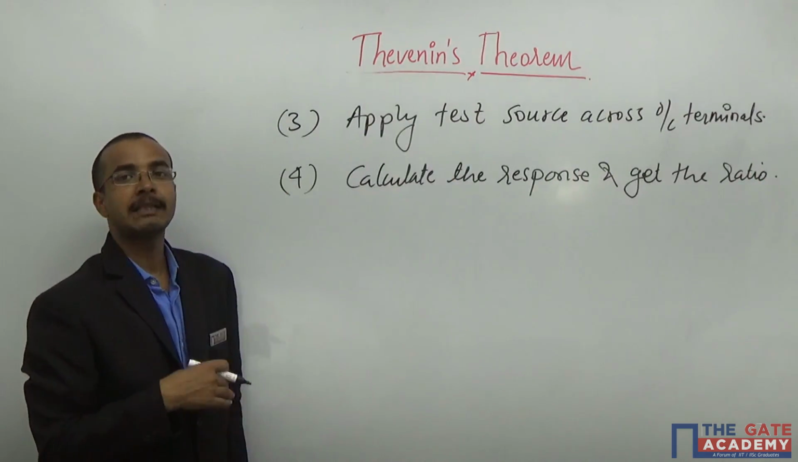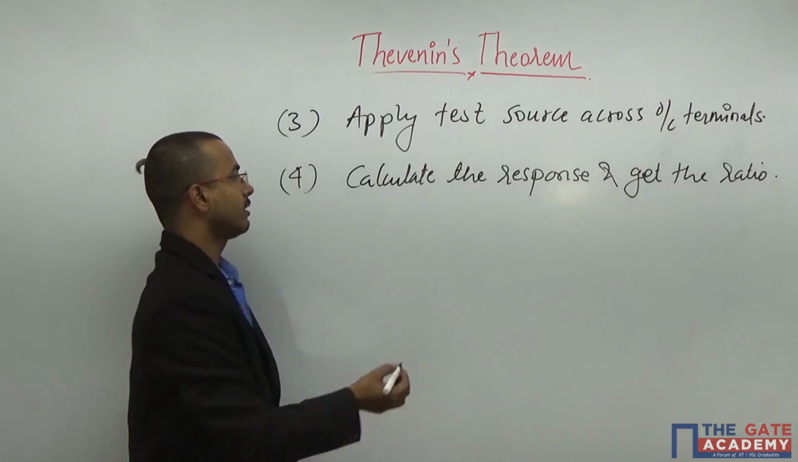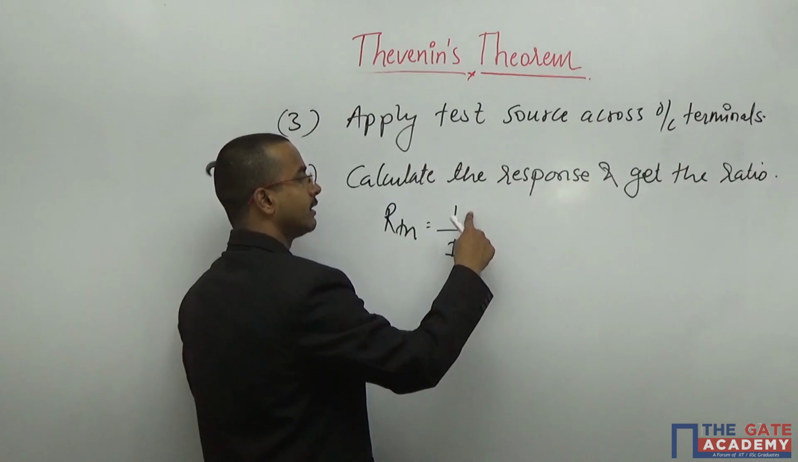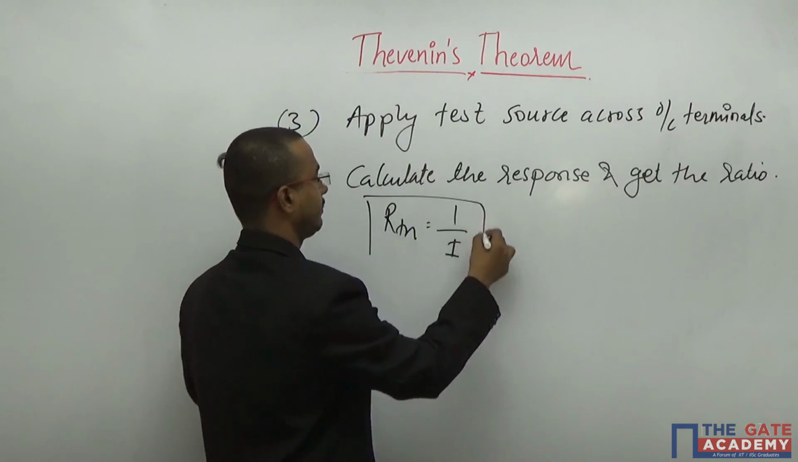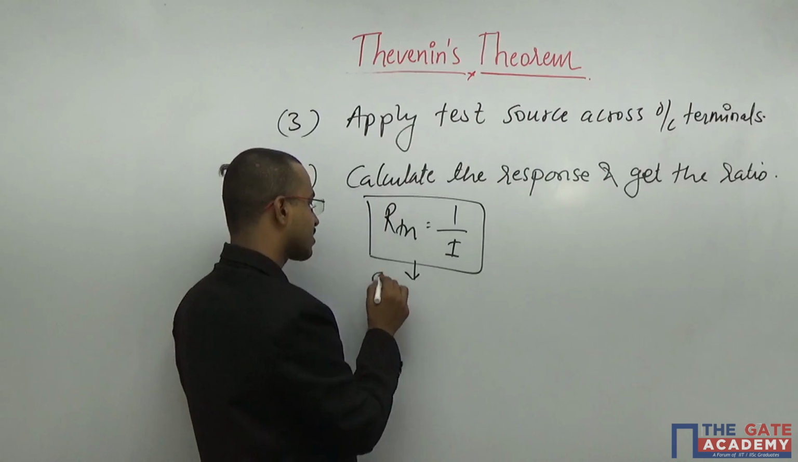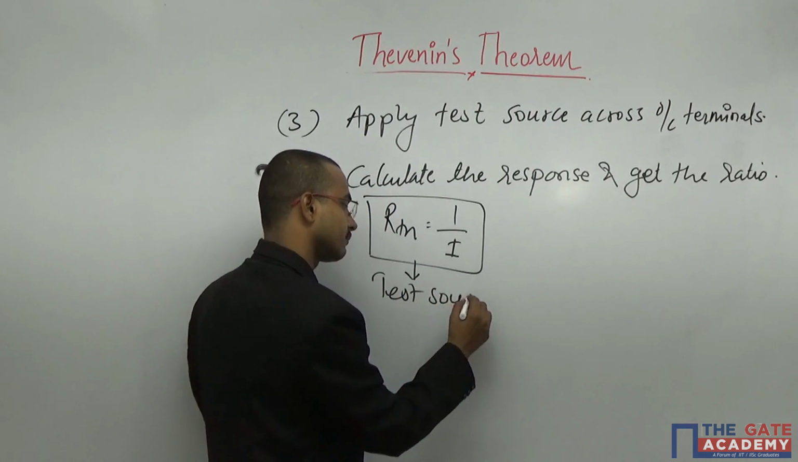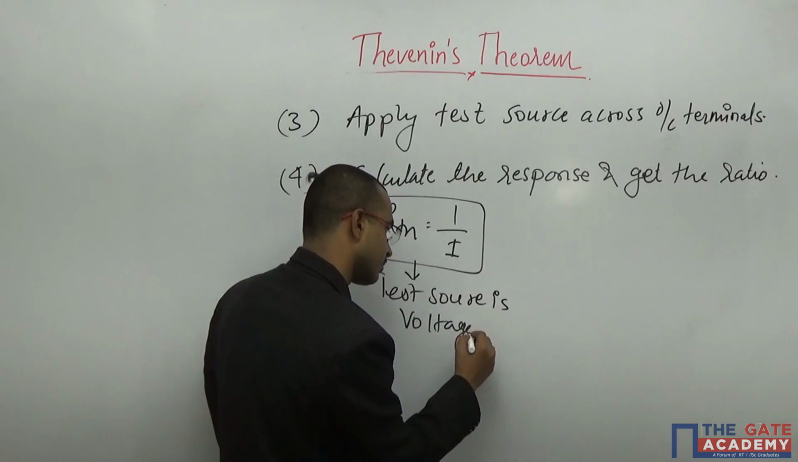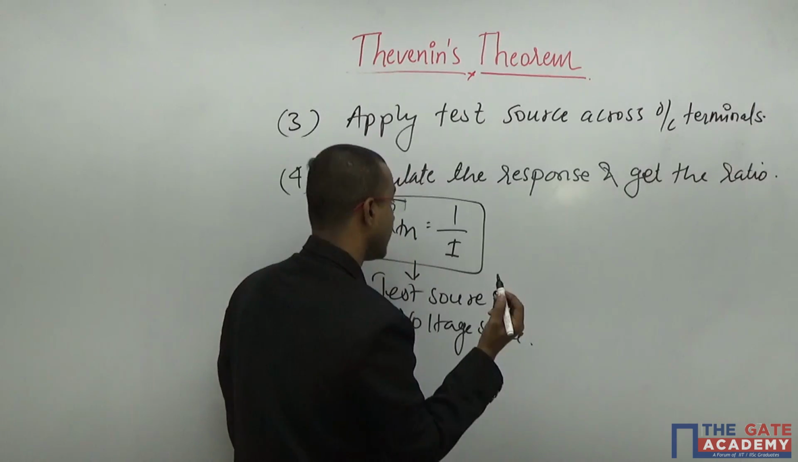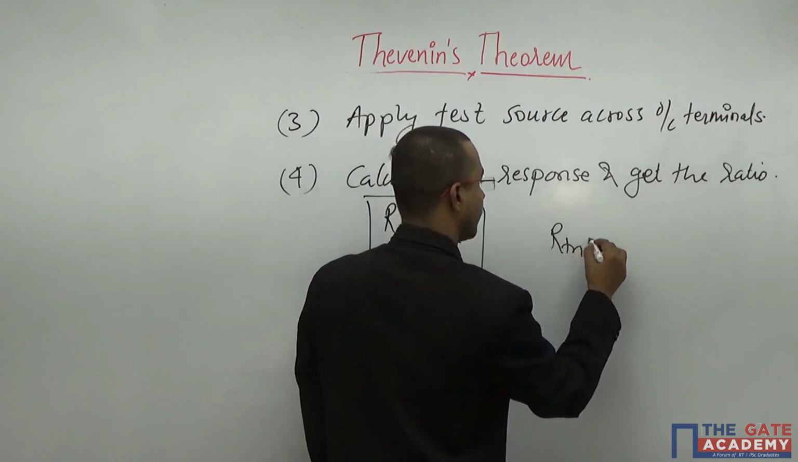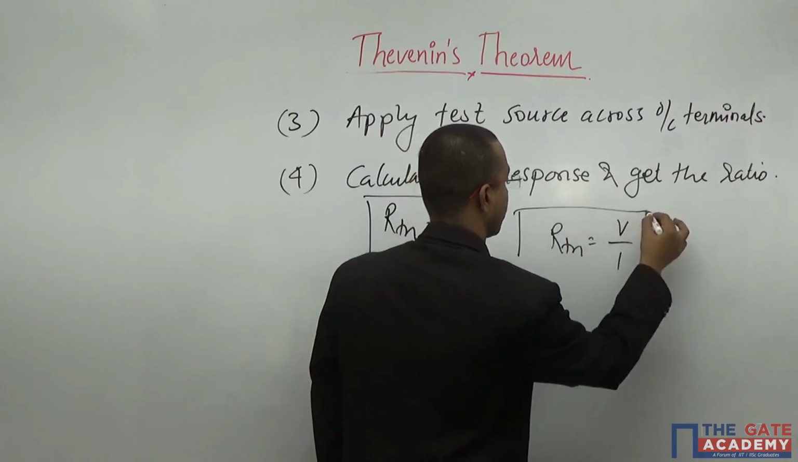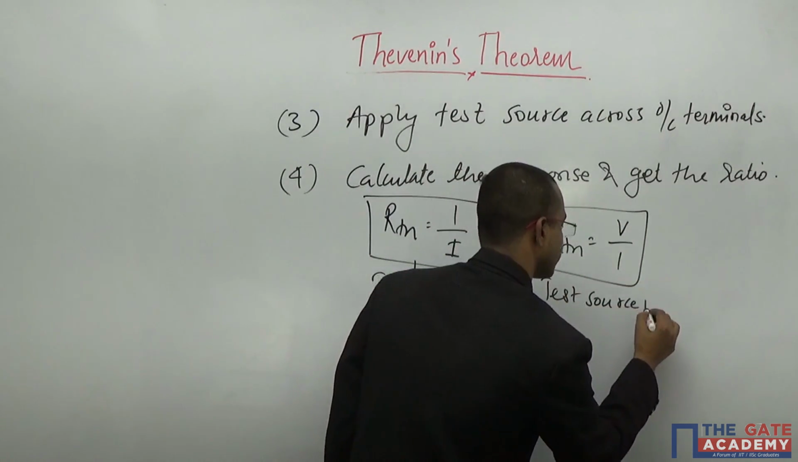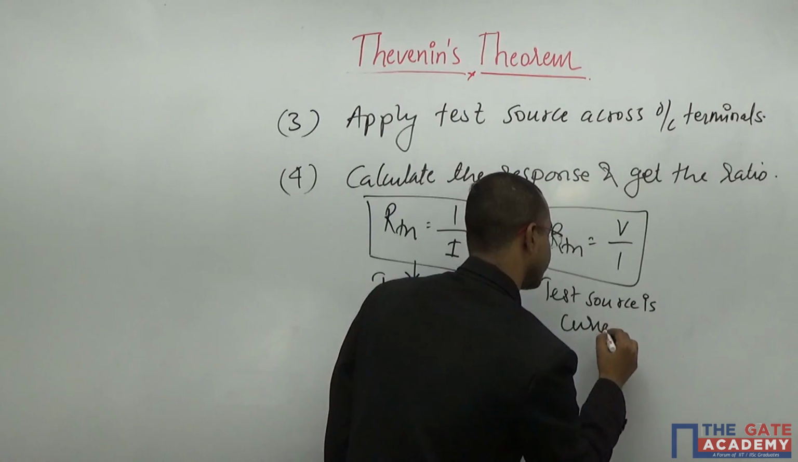Now, if you are applying the battery of 1 volt, then RTH will be 1 upon I, because you are applying the 1 volt battery. This is RTH when the test source is a voltage source, and the RTH will be V by 1 when the test source is a current source.